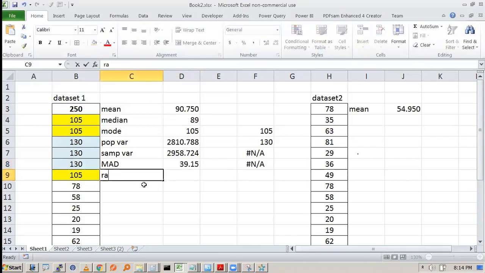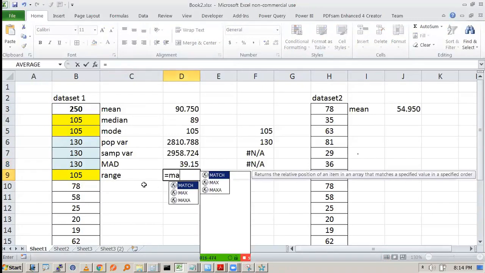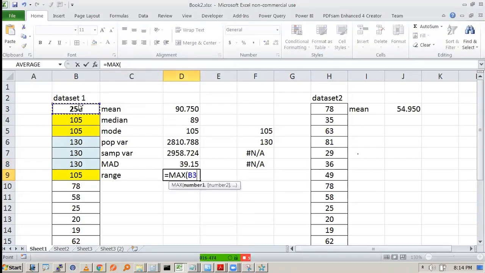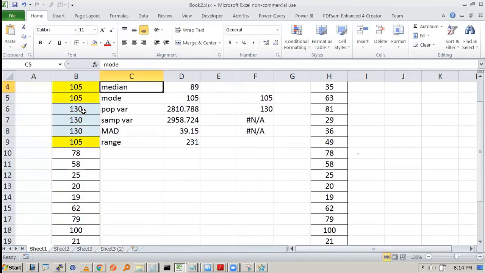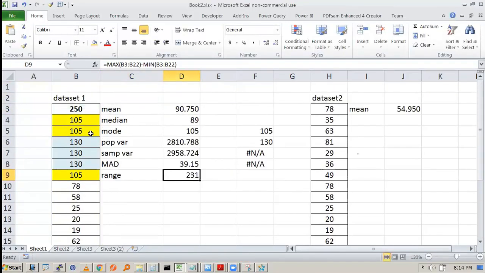And the range, how do you get the range? Simple, you compute the maximum and subtract from it the minimum. So you will get the range. In this case, the range is 231. But range is the worst kind of dispersion calculation. The best kind of dispersion calculation is your sample variance.